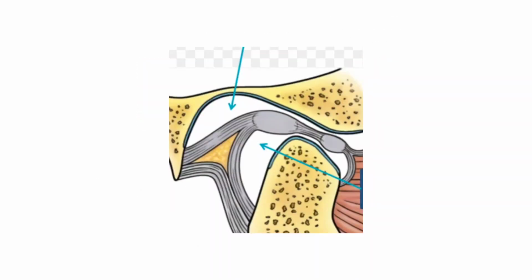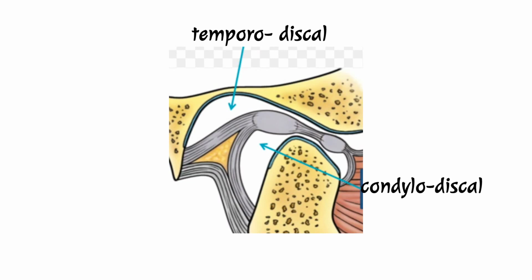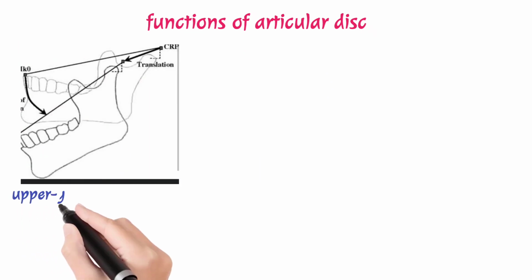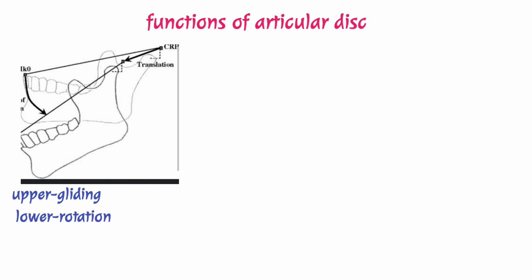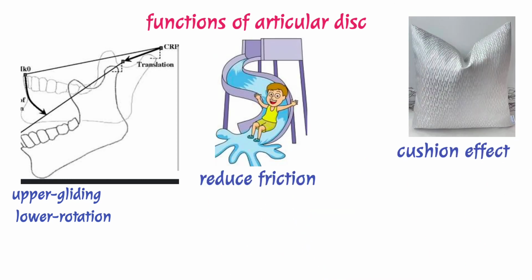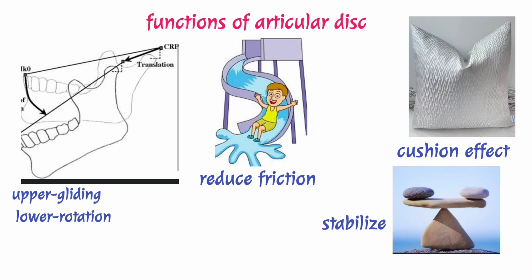The articular disc divides the joint space into a superior compartment, called temporodiscal, which is between the temporal bone and the disc, and an inferior compartment, called condylodiscal, which is between the condyle and the disc. The 2 different compartments allow 2 different mandibular movements, that is, gliding movement in the upper joint and rotational movement in the lower joint. Since the articular disc is a soft tissue component between 2 hard tissue components, it prevents friction and reduces wearing. Its cushion effect helps in shock absorption. It stabilizes the condyle by filling the joint space between the articular surfaces.